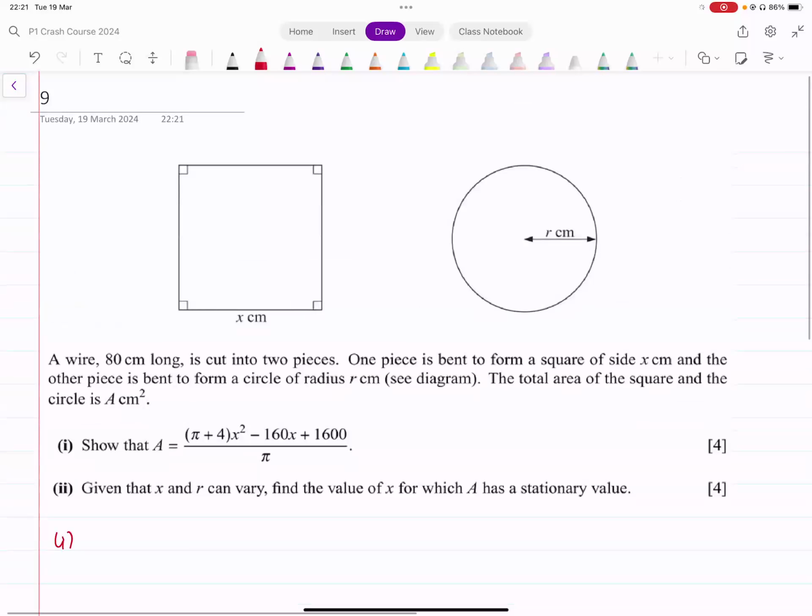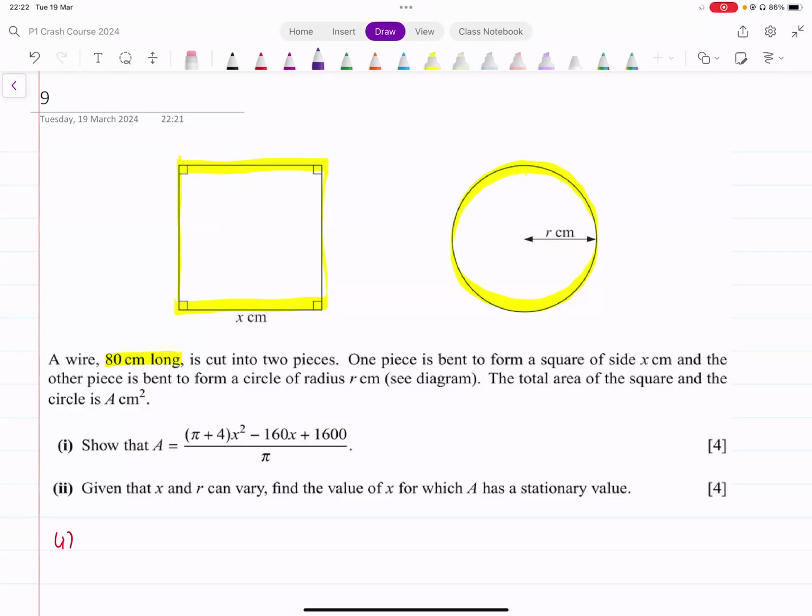Okay. Now, let's see the information that we're given in the question. So it says the wire is 80 centimeters long. So the total length of the wire, that's 80 centimeters. It's cut into 2 pieces. And from those 2 pieces, you have 2 shapes made. One is a square that has side x centimeters. This is the perimeter of the square. This is made from the wire. And this is the perimeter of the circle. This is also made from the wire. The total length of all of these sides, that is 80 centimeters.